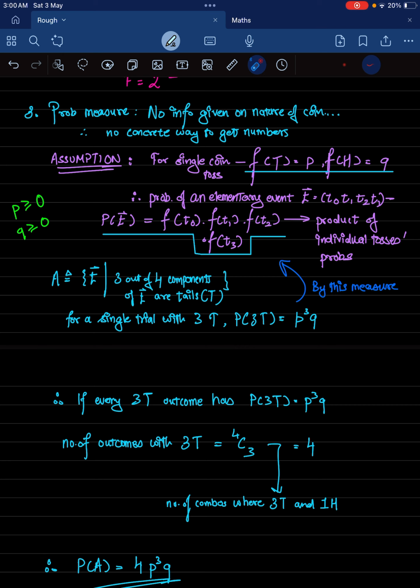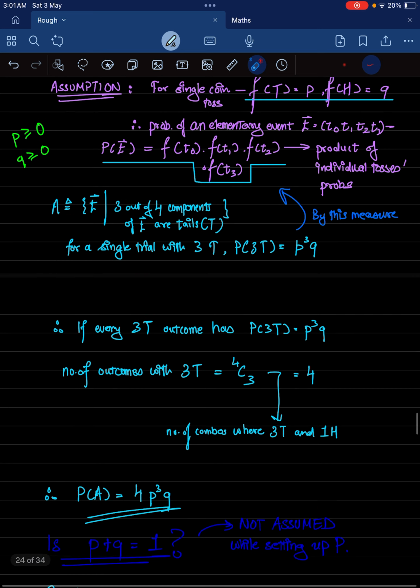And now I'll design how my event will look. My event is basically any t vector in which 3 out of the 4 components are tails. For a single trial with 3 tails and 1 heads, the probability of that using this probability measure will be p cube times q, right? Because 3 tails, so 3 p's being multiplied, that's p cube. There is 1 heads for which there is a q, and so p cube times q.